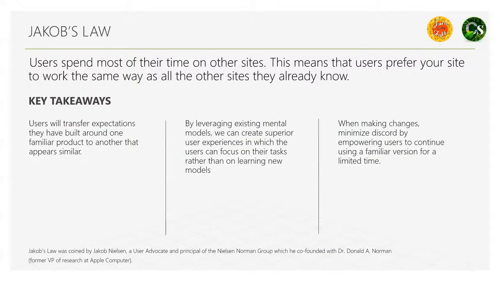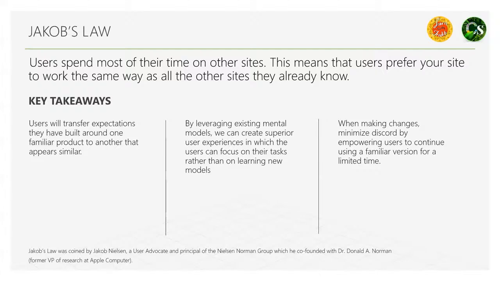The first law is Jakob's Law. Jakob's Law was coined by Jakob Nielsen, a user advocate and principal of Nielsen Norman Group or NN Group, which he founded with Dr. Donald A. Norman, former VP of Research at Apple Computer. Jakob's Law states that users spend most of their time on other sites. This means that users prefer your site to work the same way as all the other sites they already know. Seems complicated? Not at all. Let me explain the key takeaways.